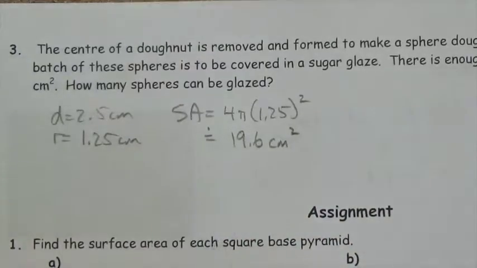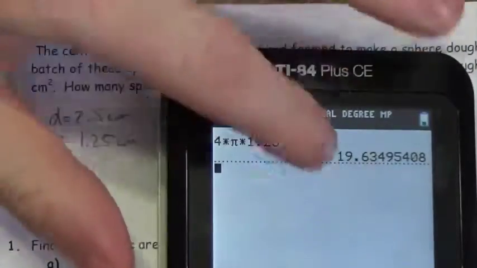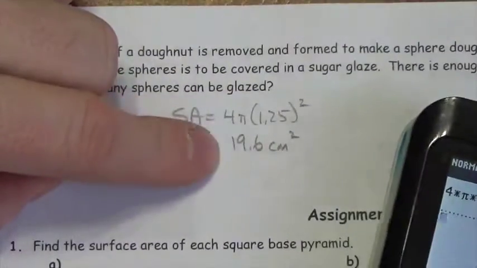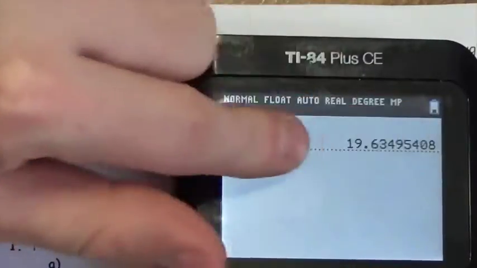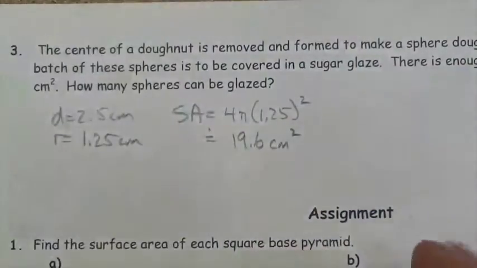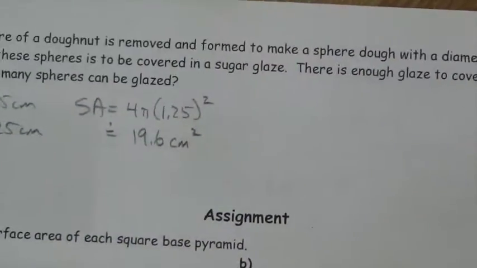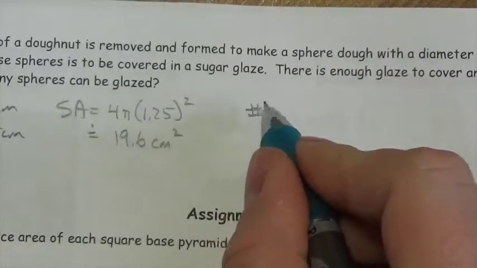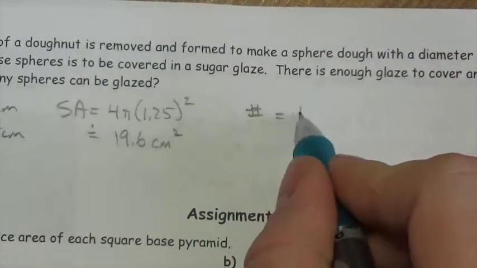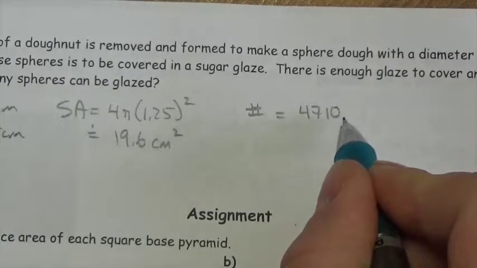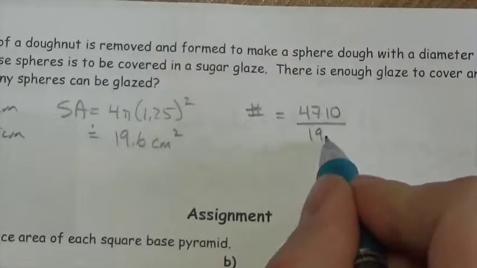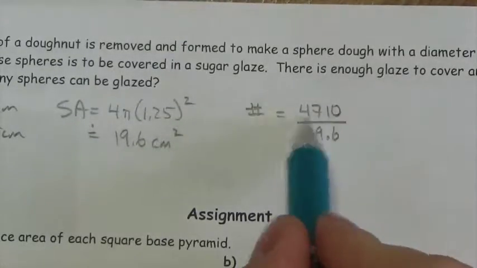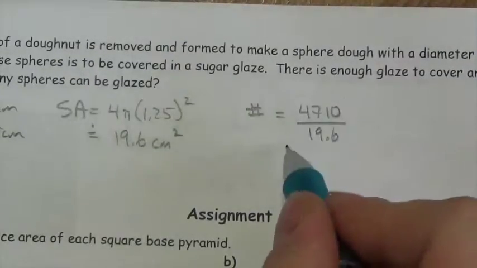Now, this is what I got on my calculator. I'm actually going to just leave that in there for right now. This is what I wrote down, but this is actually the number that I'm going to use when I go to the calculator next. If I want to figure out the number that I can make here, that's going to be the total that I've got, 4,710 centimeters, divided by that 19.6. This is how much each one takes. This is how much I've got. This is how much each one requires.